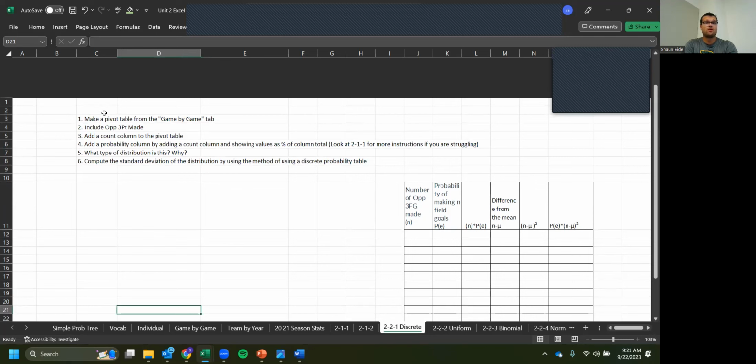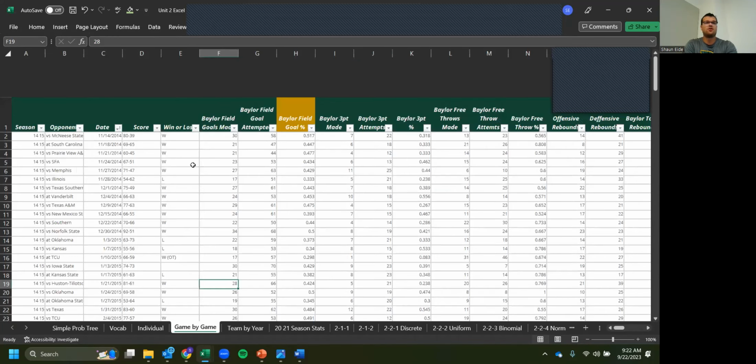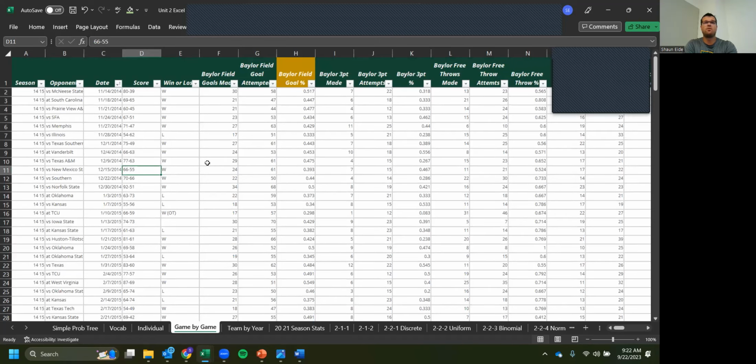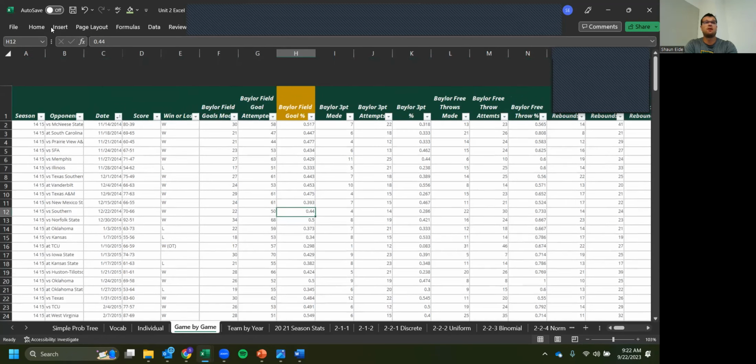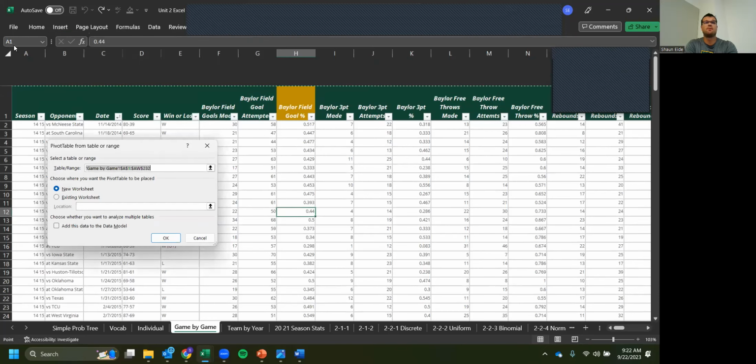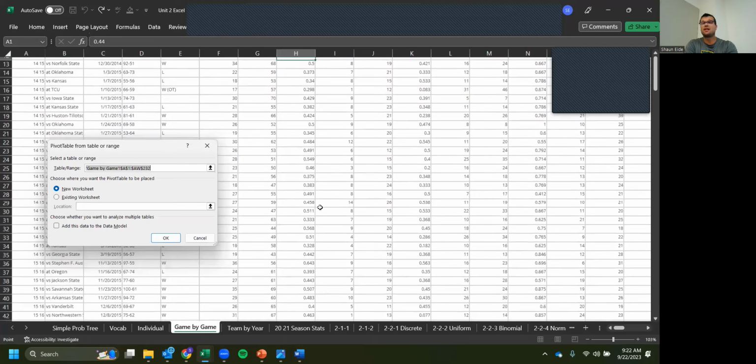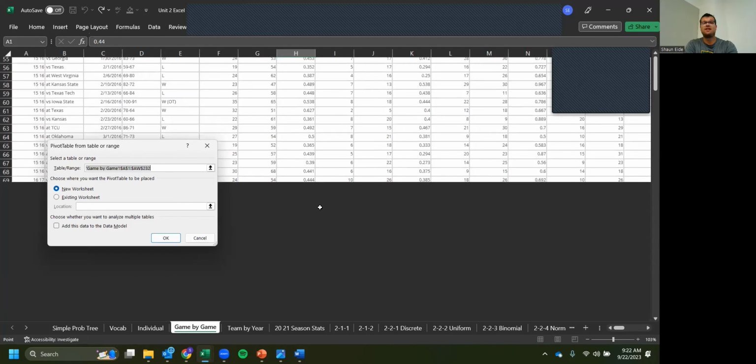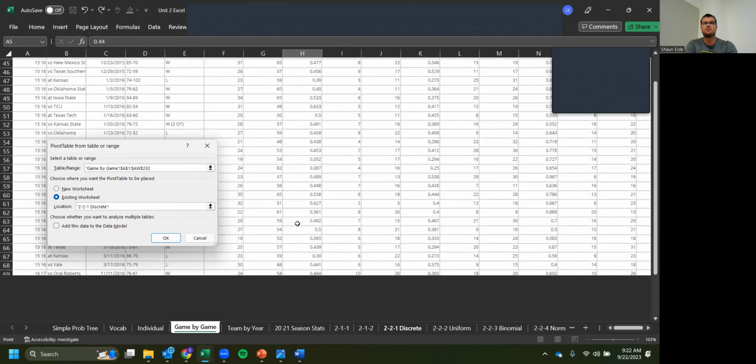So the first thing that we're going to do is make a pivot table from the game by game tab. So we go over to our game by game tab, and you click on it. Because I care, I made it really easy. You can click anywhere on the game by game tab, then do insert, pivot table. It says table range, game by game, and it doesn't matter where you click, it'll highlight the entirety of it. Then I say I want it in an existing workbook, and we're going to go over to discrete.